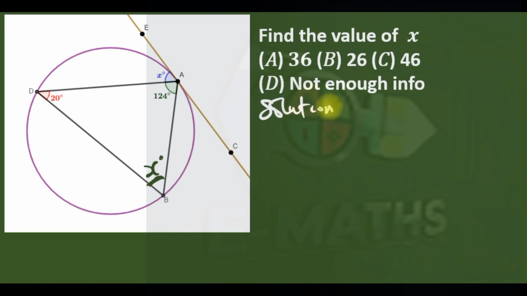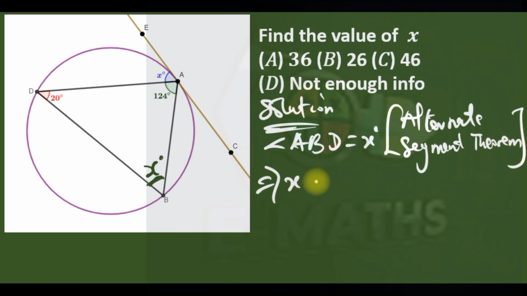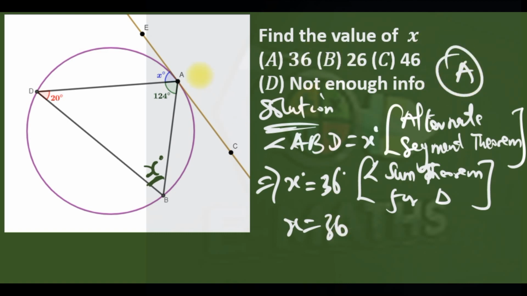I'm saying that it's very simple. Let me write that angle ABD is x degrees by the alternate segment theorem, which implies that x degrees is 36, by the angle sum theorem for a triangle. So the x we are looking for is 36, option A. So it's a very quick one.